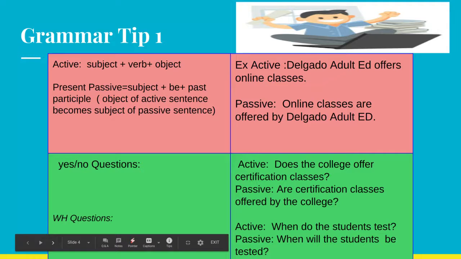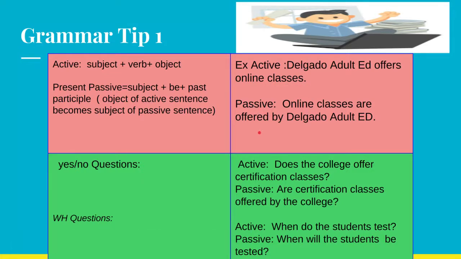Okay, grammar tip 1. We are going to explore present passive, which is a passive way of saying something that could be said in a more active sense. For example, here, Delgado Adult Ed offers online classes. The passive would be online classes are offered. So if you notice, there is a subject plus a be plus a past participle with present passive. So the object of the active sentence becomes the subject of the passive sentence, right? So the object online classes becomes the subject here.